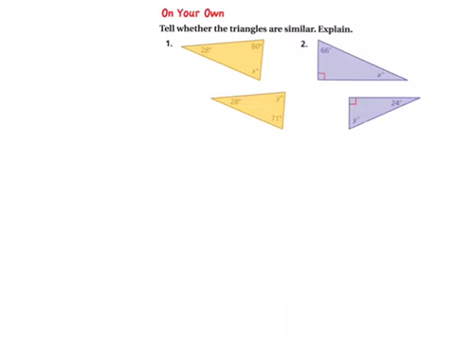Okay, so for on your own number 1, we have 2 triangles, and we're going to tell whether the triangles are similar and then explain it. So you're going to either say yes or no, and then tell me why no or why yes. So for these 2 triangles, we've got to solve for the missing value again. So again, I'm going to do 28 plus 80 plus x, and then all 3 angles of a triangle add up to 180.